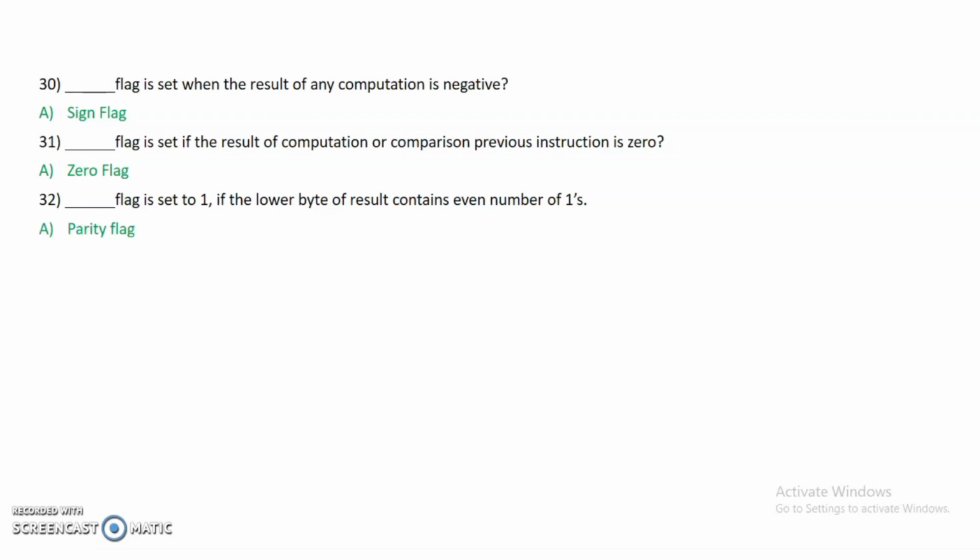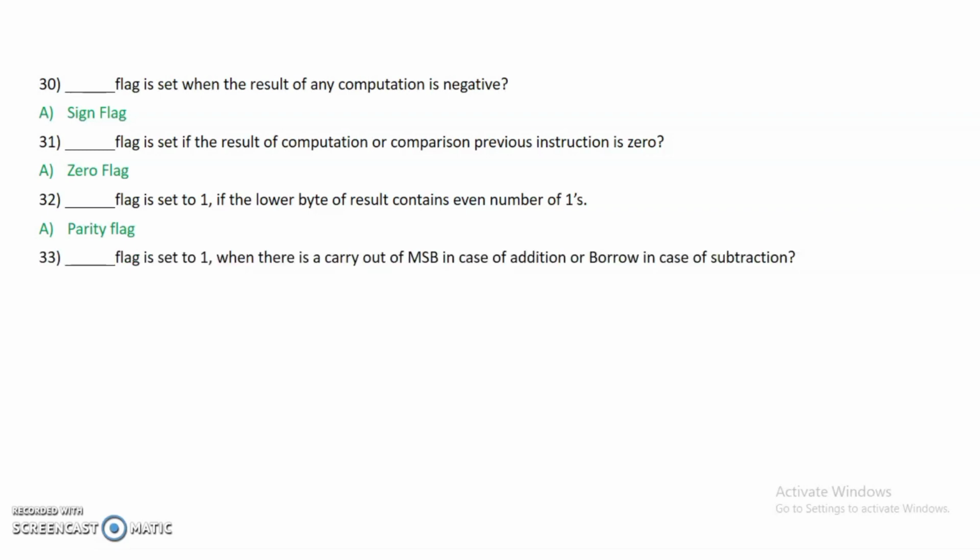So the parity flag is responsible to inform whether our result contains an even or odd number of ones. But in the case of 8086, it denotes the even number of ones in the lower byte of the result. Bit number 33. Dash flag is set to 1 when there is a carry out of MSB in the case of addition or borrow in case of subtraction. So the answer will be carry flag.